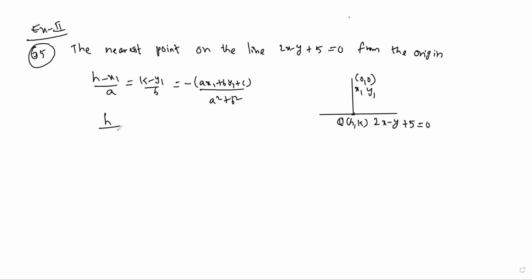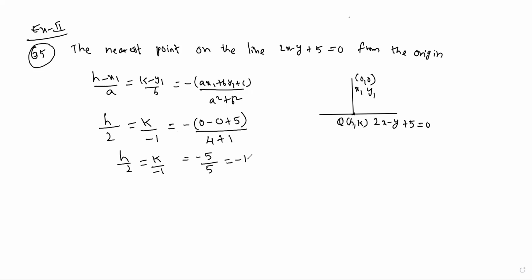h minus x1 is h minus 0, and the a value is 2. k minus y1 is k minus 0, the b value is minus 1, equal to minus of (a x1 plus b y1 plus c), that is 2 into 0, 0, total 0 minus 0 plus 5, by a square, 2 square, that is 4, plus b square, minus 1 whole square, is 1. Here h by 2 is equal to k by minus 1, equal to minus 5 by 5, which is equal to minus 1.